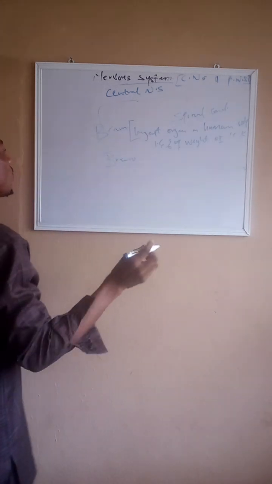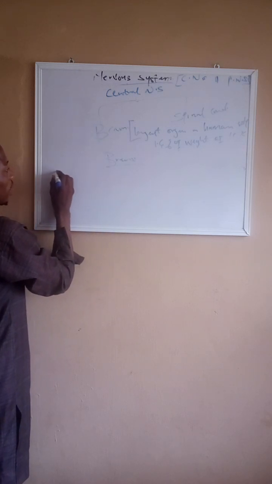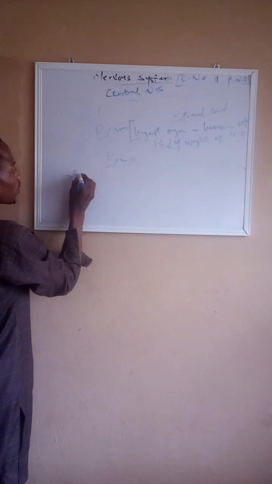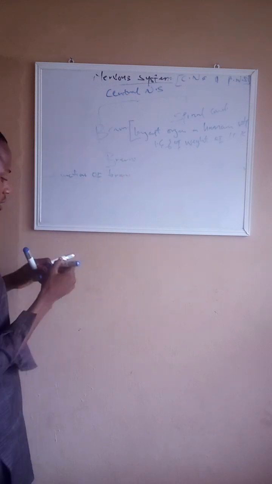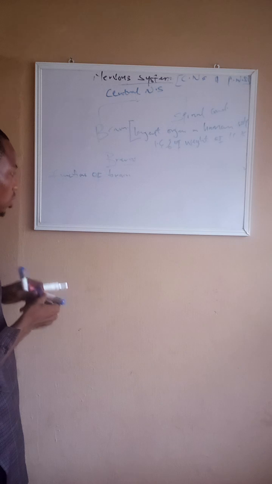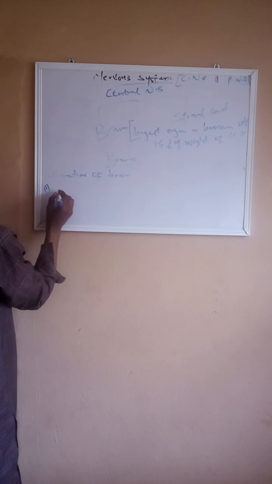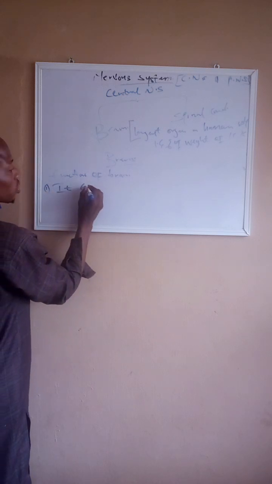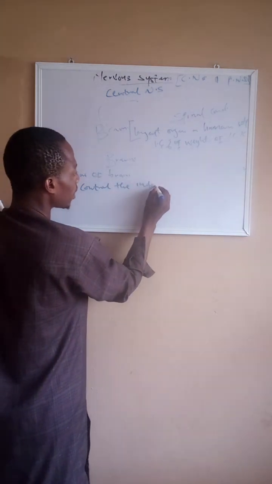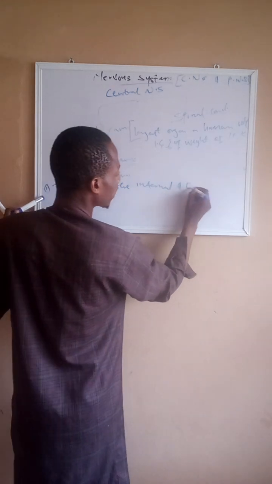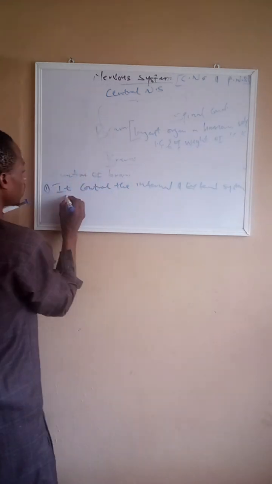One of the main functions, let's just give a bit of the functions of brain. What are the functions of brain? Let's discuss at least a few functions of brain. One, it controls the internal and external system of the body.